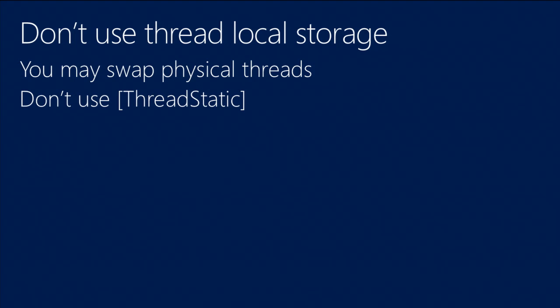Thread local storage is not an option when you're using async. Thread static and other equivalents, you can't use them. Your code before any awaits is going to execute on one physical thread. At that point, that thread goes back in the pool and can be used for something else. So any code that executes after your await, it's pretty likely it's going to execute on a different physical thread.